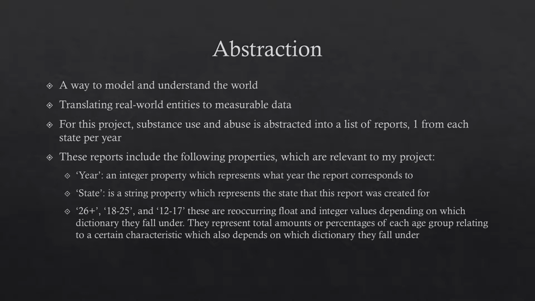Year is an integer property which represents what year the report corresponds to. State is a string property which represents the state that this report was created for. And 26 plus, 18 to 25, and 12 to 17. These are reoccurring float and integer values depending on which dictionary they fall under, and they represent the total amounts or percentages of each age group relating to a certain characteristic, which also depends on which dictionary they fall under. And I'll explain this more in the data structure.